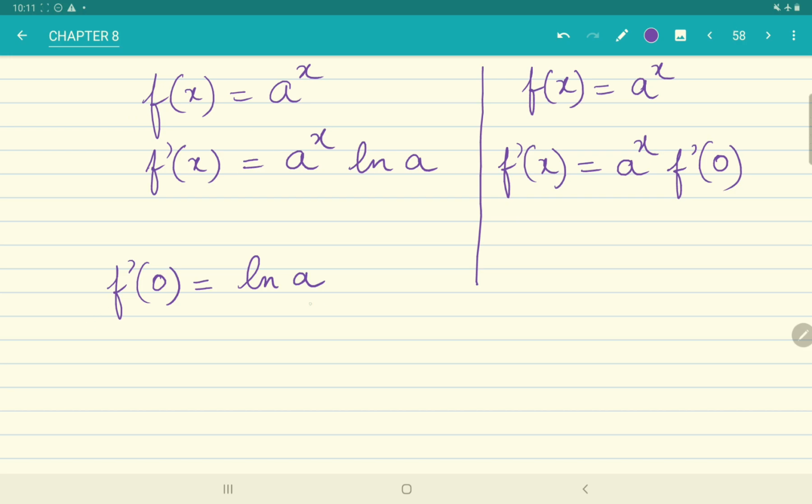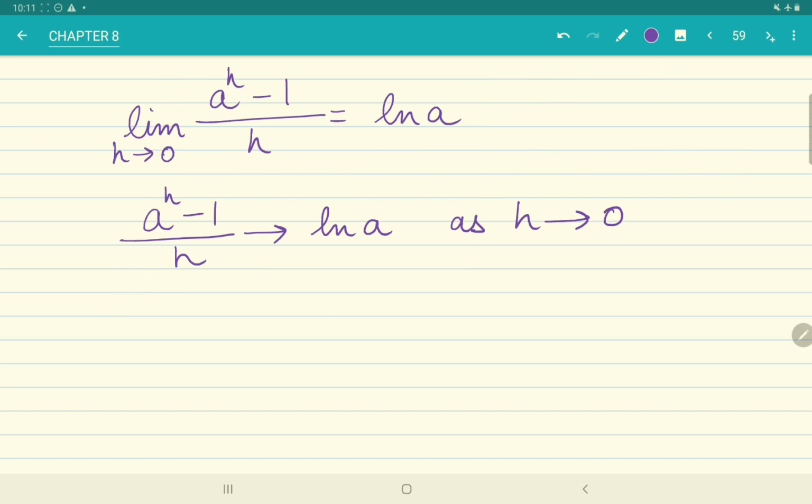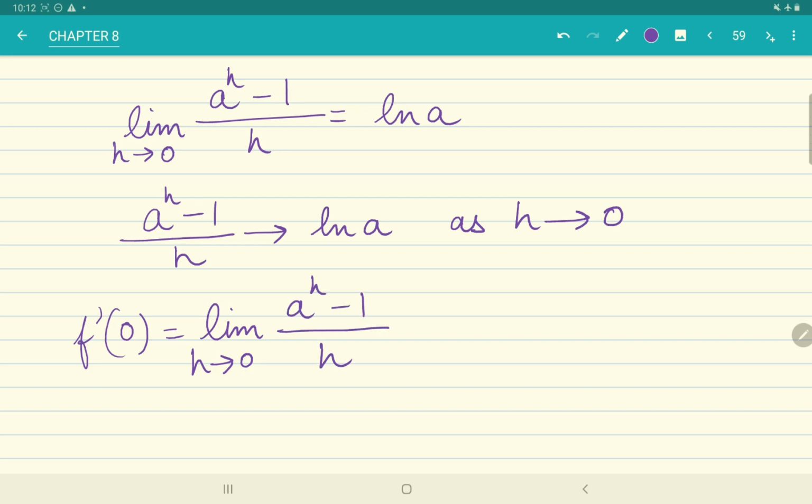I know f prime 0 is ln a. I know ln a is equal to this. That means I can write f prime 0 equal to limit h tending to 0, a raised to the power h minus 1 by h.